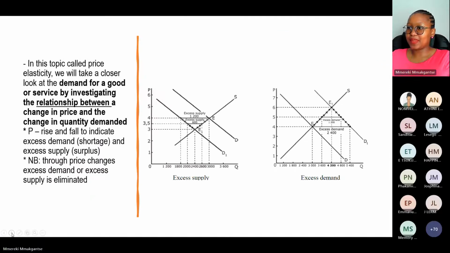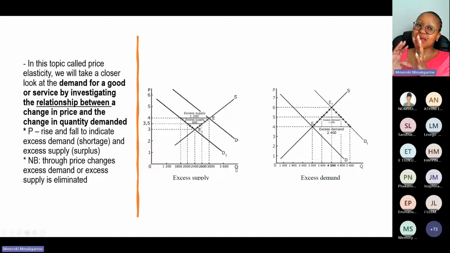Okay, so in this topic of price elasticity, we're going to take a closer look at demand for a good or service by investigating the relationship between the change in price and the change in quantity demanded. As you can see, we have our two graphs there. The one on the left shows excess supply.